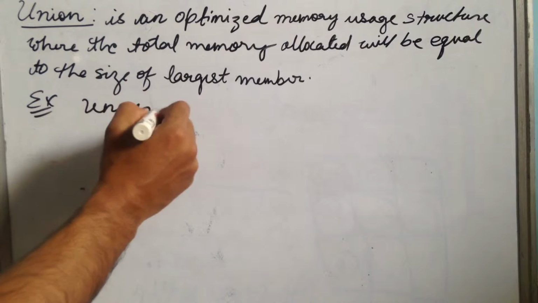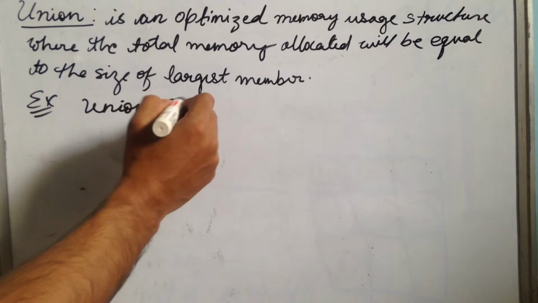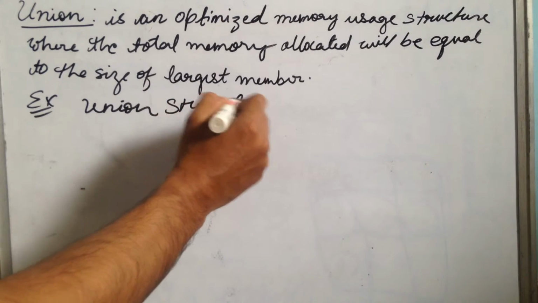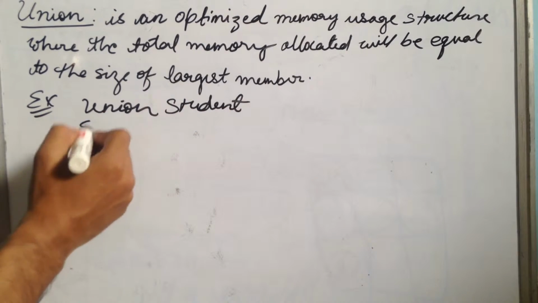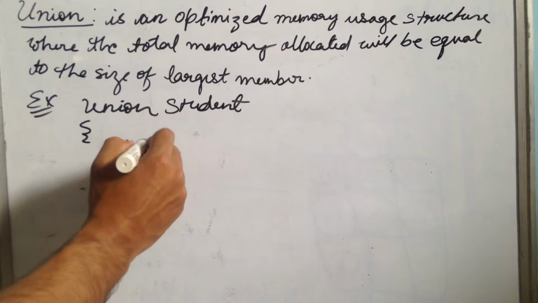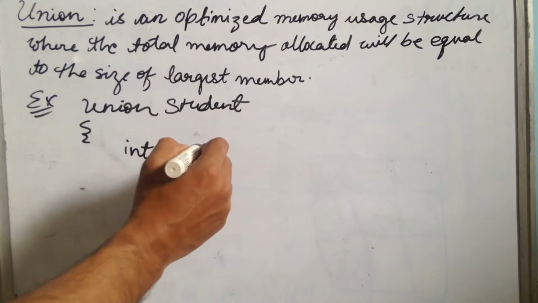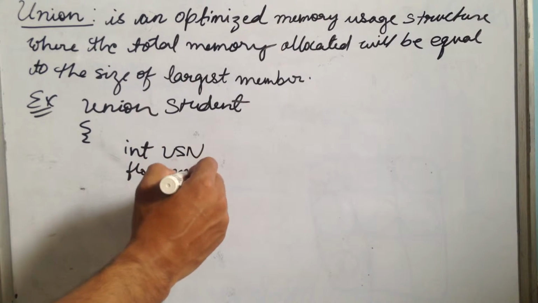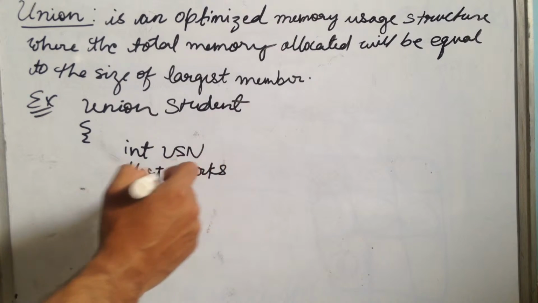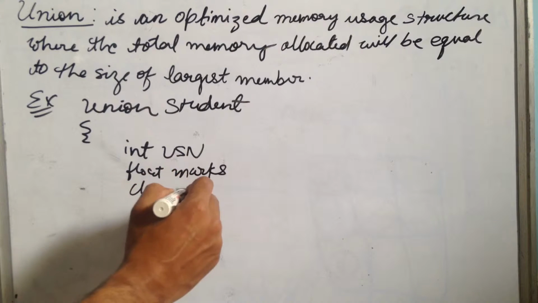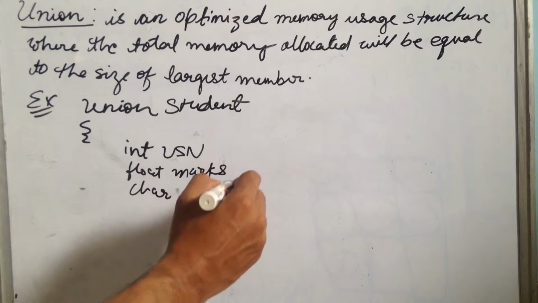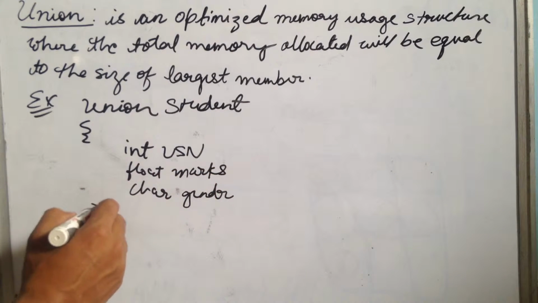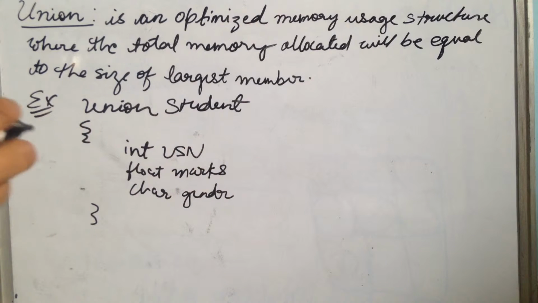So we define union like this. Union, let me take an example of student, and suppose we have a USN number and we have a float, marks, and let's say character, gender. So we have here three fields: USN, marks, and gender.